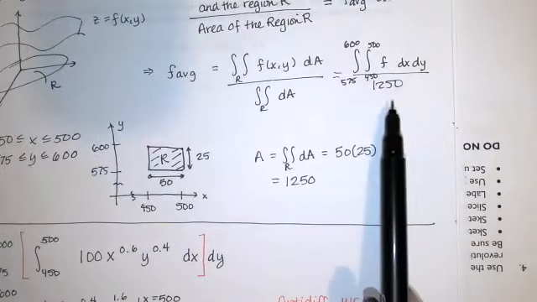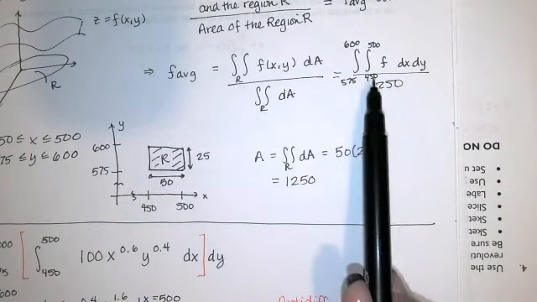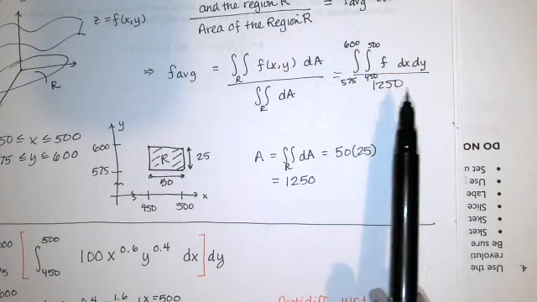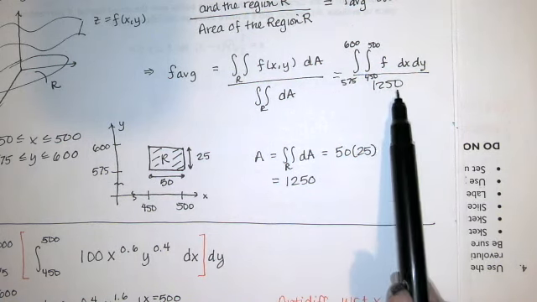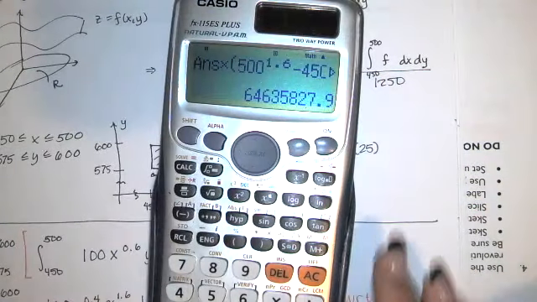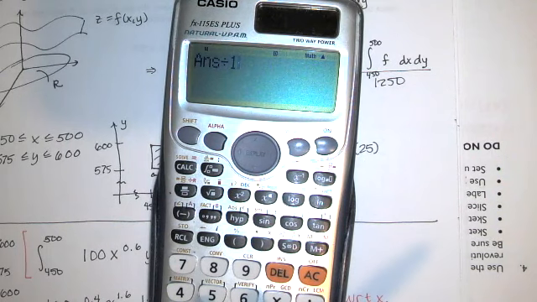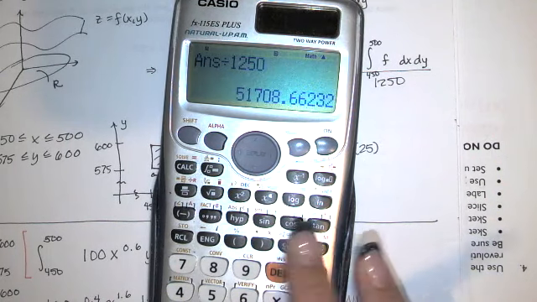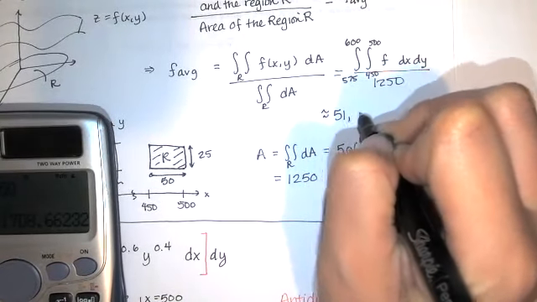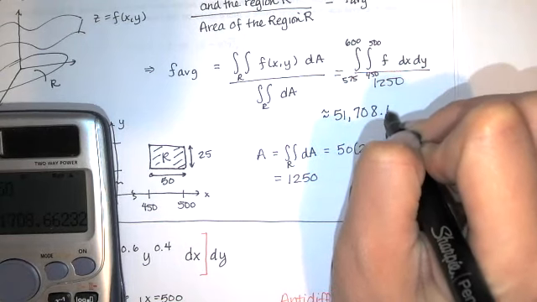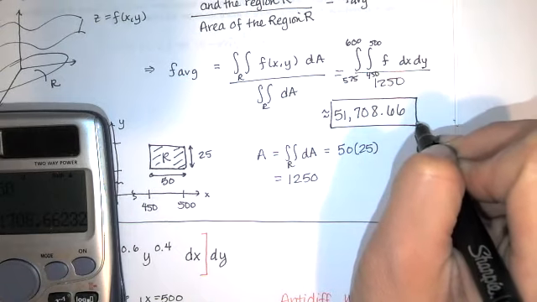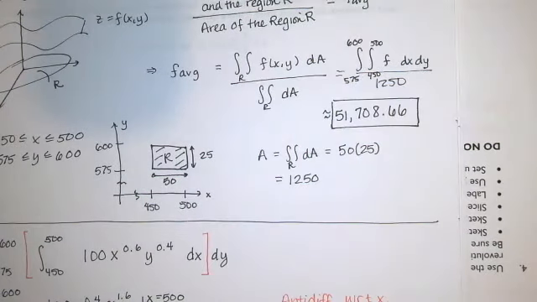Now, if we take that and we divide by this area of the region R, which has got some strange units, number of units of labor times number of units of capital. When we take that and we divide by that 1250, that will give us the average value of that production level. So I'm taking my answer from the last step and I divide by 1250. And I get that. So this is approximately 51,708.66. And I believe in the problem statement, we were asked to round to the hundredths place. So that would be our answer.